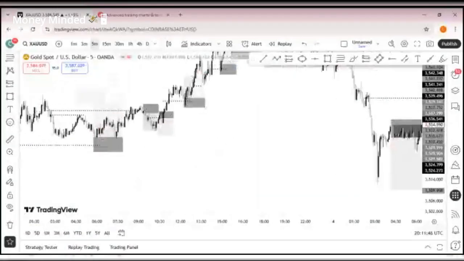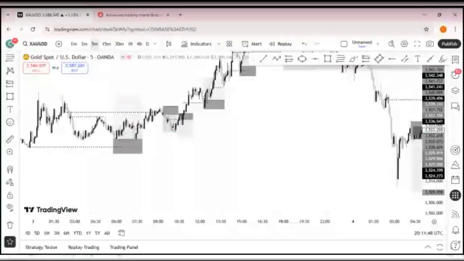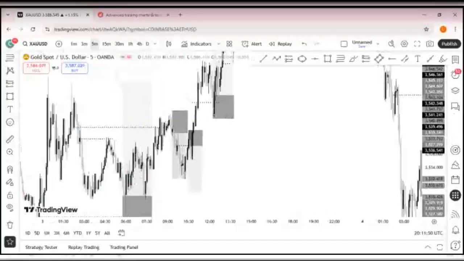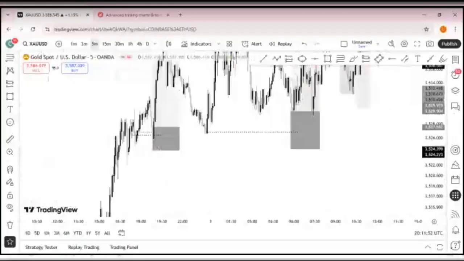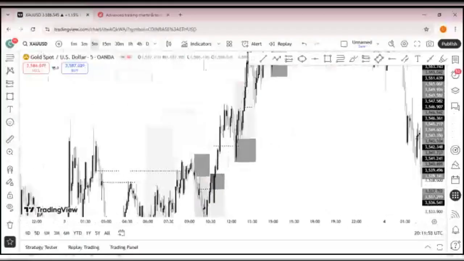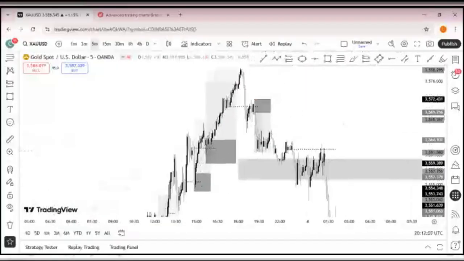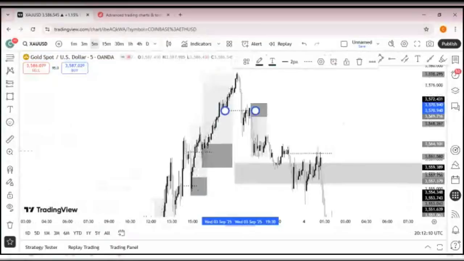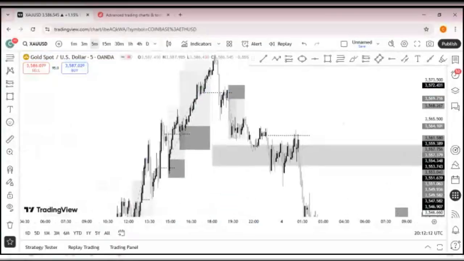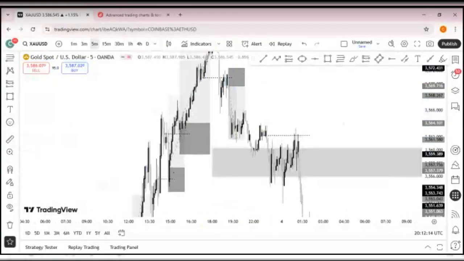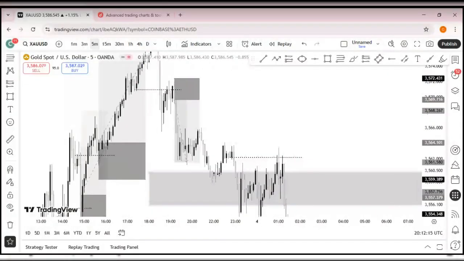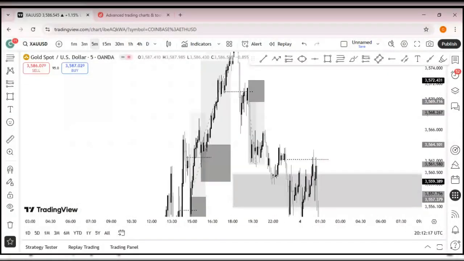They are mostly continuation. Mostly. But this is a breaker block entry. This particular one is a breaker block entry. They are mostly continuation, mostly on the 3 minutes time frame. This is also a continuation. This is a breaker block entry trade. You can see it. That's a breaker block, and it's 3 minutes most of the time.